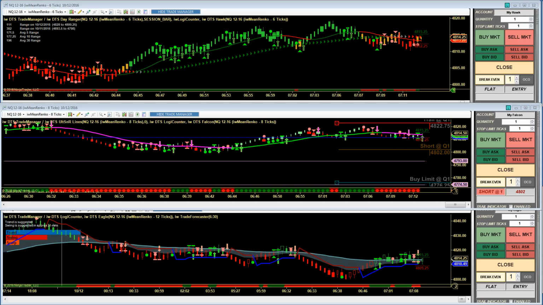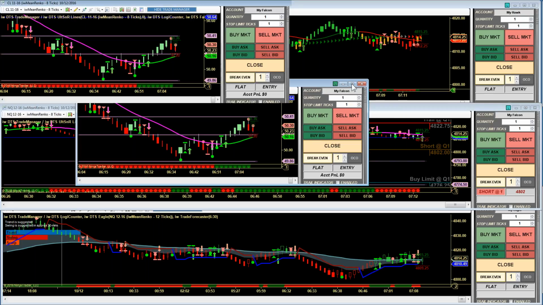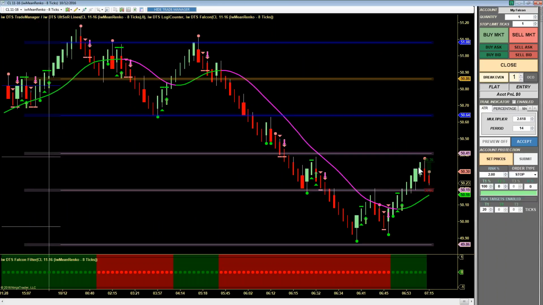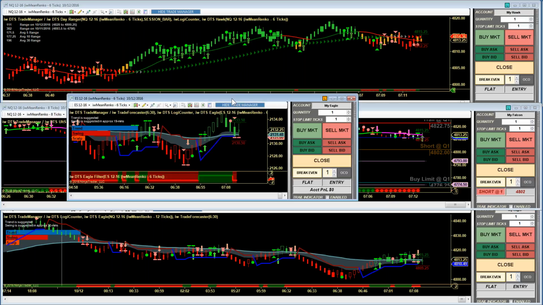So we can't even do the OCO order in crude oil. Normally what we do about this time, I start looking for an opportunity to bracket crude oil in anticipation of the inventory report. Actually, why don't I show you the OCO function on the E-mini? Because we have a pretty well established range.